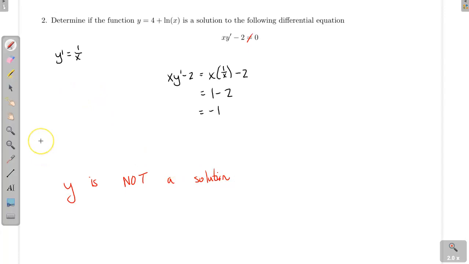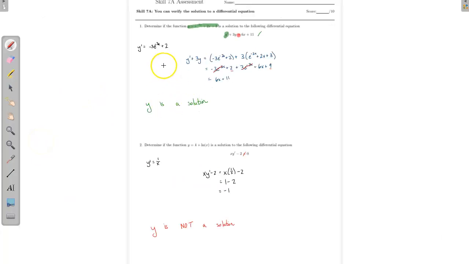All right, so for this skill, you'll be given the y. Just make sure you can take the derivative. You might even need the second derivative if it's in the equation. Plug it in and just make sure the equal sign makes sense. So we saw in the first example, we got exactly what we wanted. The second example, we didn't get what we wanted. It's not a solution.